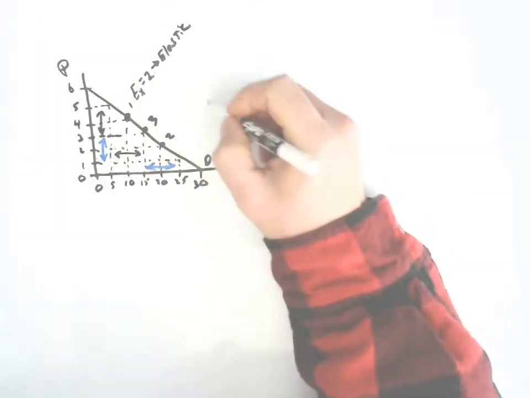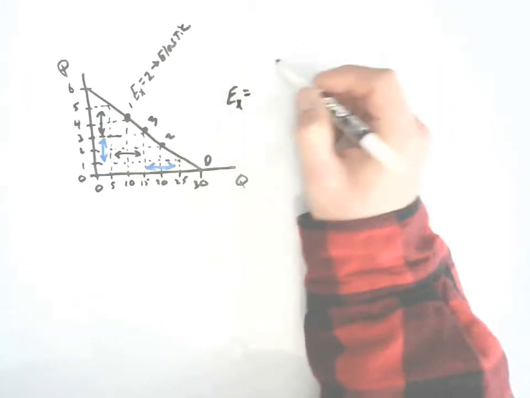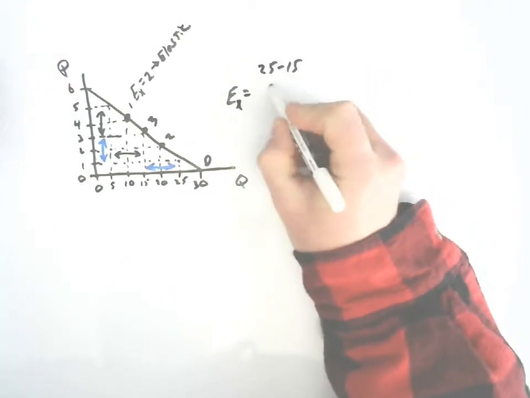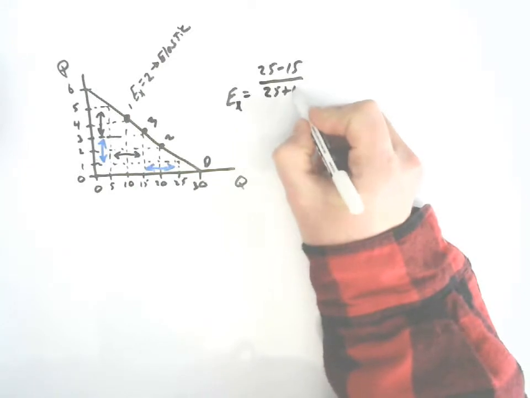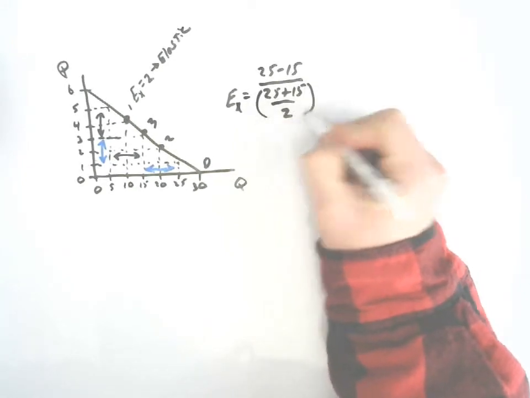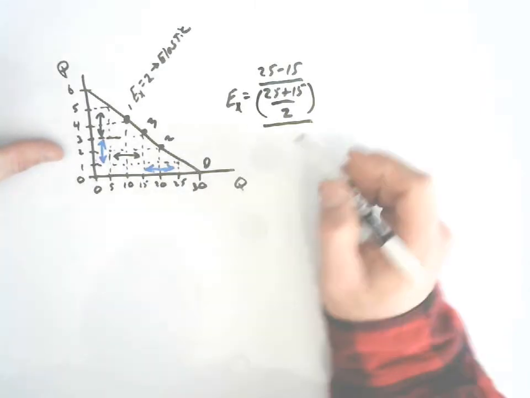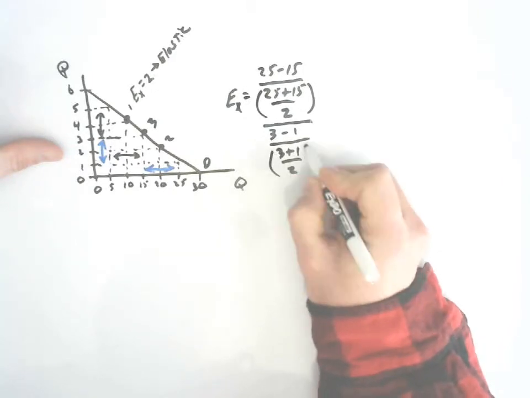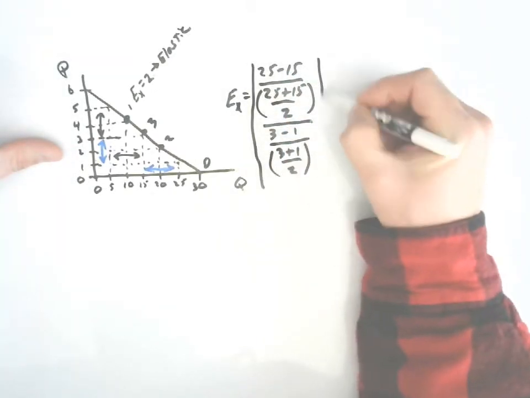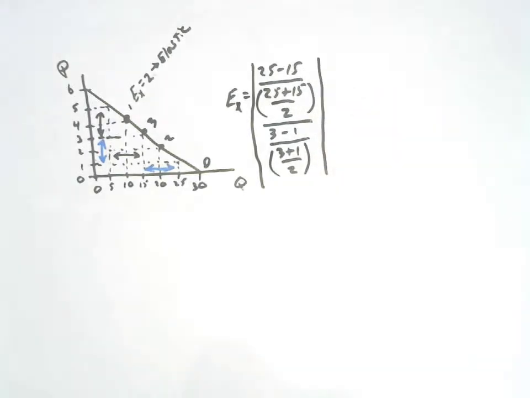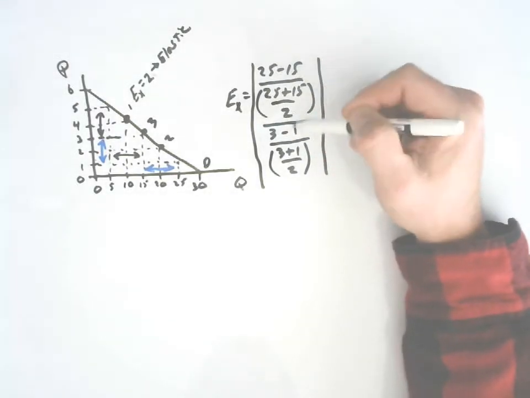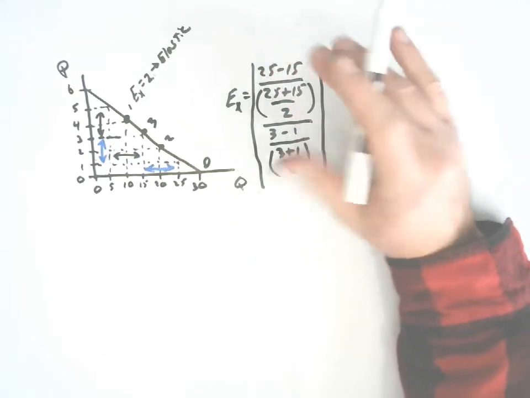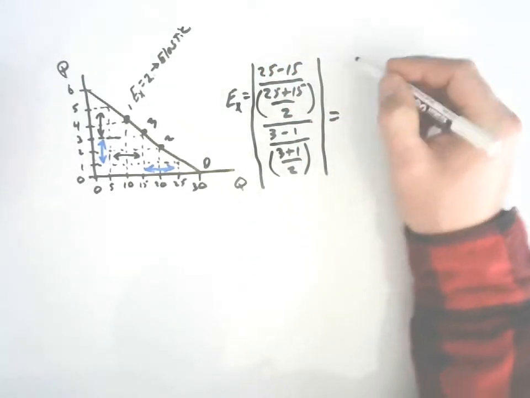So let's calculate our elasticity values. We look at the Q's, that's 25 minus 15 divided by 25 plus 15 divided by 2, and that is over our price change, which is 3 minus 1 divided by 3 plus 1 divided by 2. And again, we take the absolute value of that. Of course, there's no need to, because it doesn't matter what values I place as P1 and P2. I can make them positive. So just don't get real concerned about that. It's not an issue.